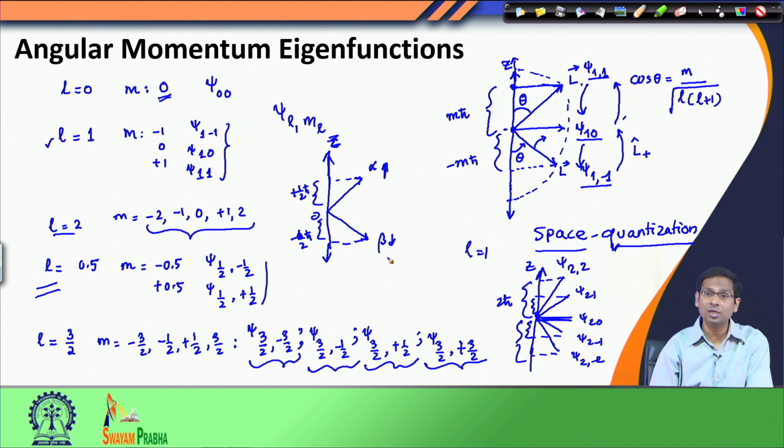And why do we have only 2? Because the electron has a spin angular momentum of 0.5. If you have a particle whose spin angular momentum instead of 0.5 would be 1 or 2, you would also have 2L plus 1 different spin functions for that particle.